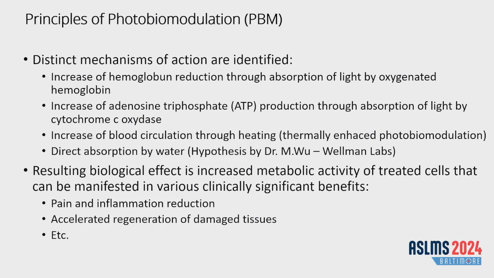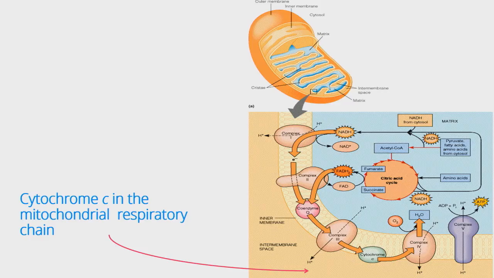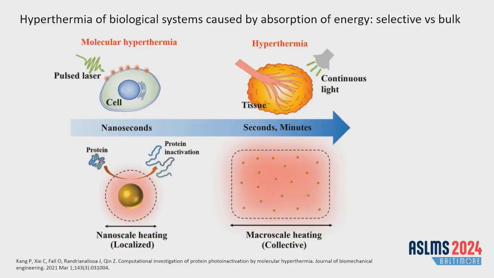But the net result of that, which has been shown without any doubt, is that we do increase metabolic activity of treated cells, which is then manifested in various clinically significant benefits, such as pain and inflammation reduction, accelerated regeneration of damaged tissues, and many other effects of similar nature. This diagram shows the role of cytochrome C in the metabolic process of the cell.